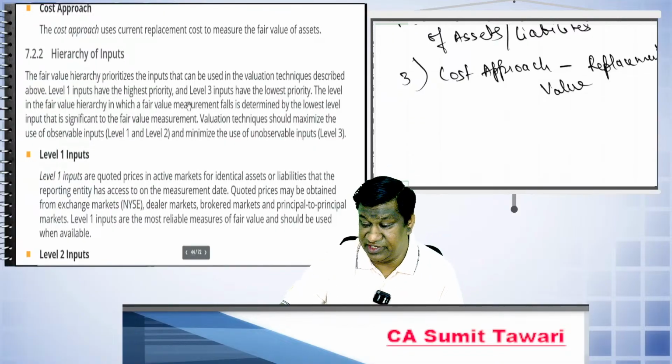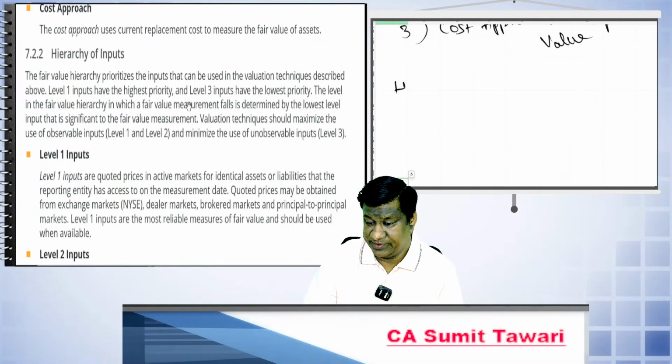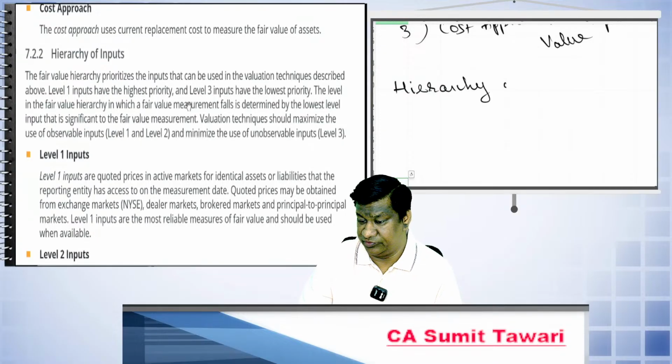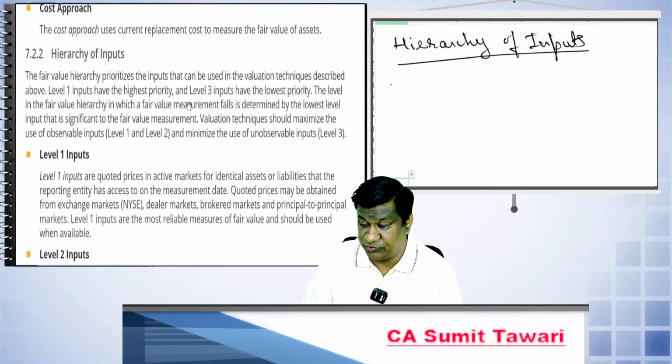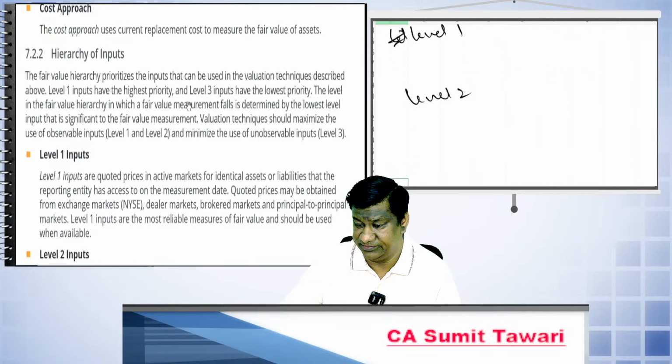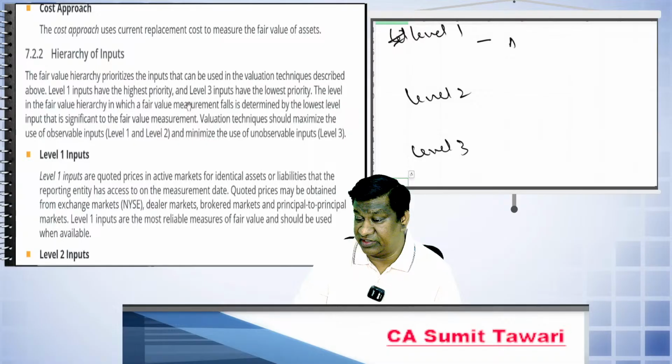Hierarchy of input, as the name suggests. Here you need to prioritize. There are level 1, level 2 and level 3. Level 1: active market plus identical asset.